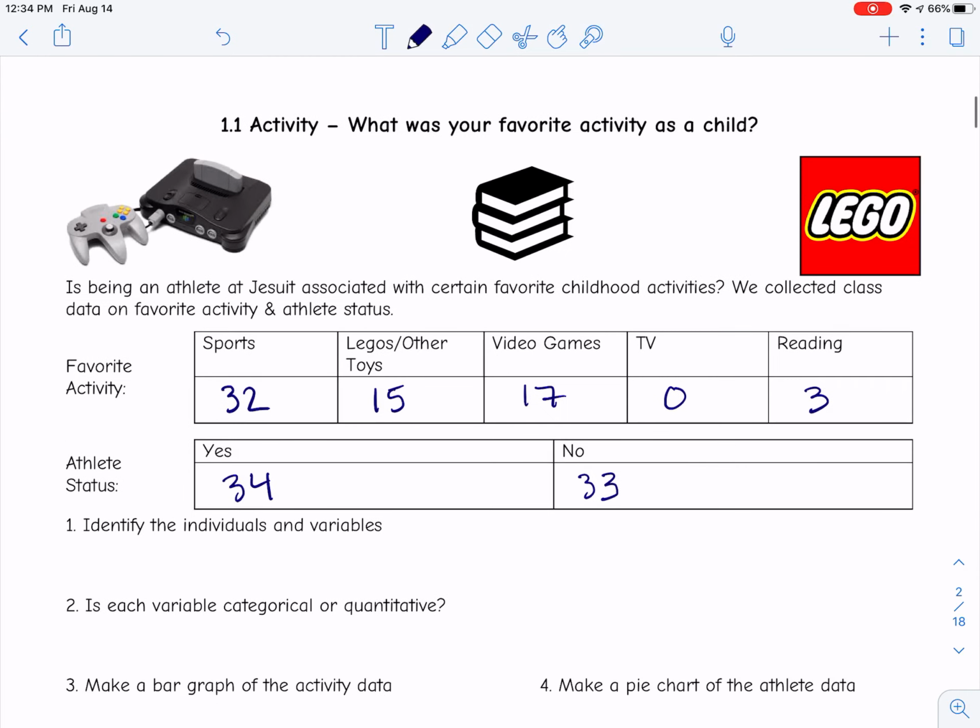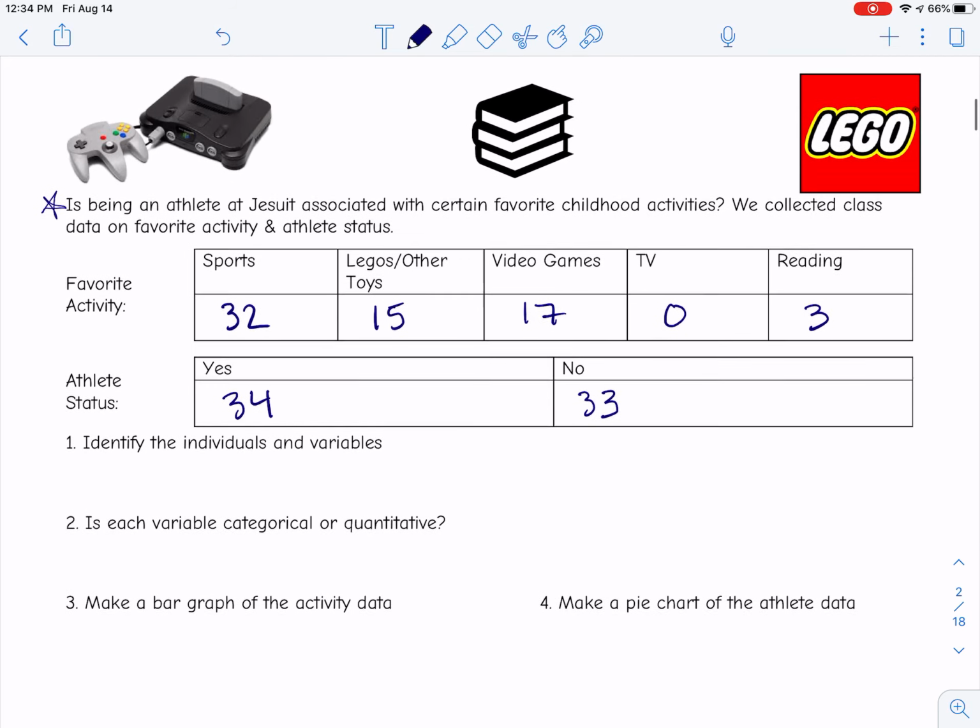So I've pre-filled some of the data from y'all's summer assignment. This is data from all sections of AP Statistics for the year 2020-2021. And before we get started, let's look at the key question we're asking. Is being an athlete at Jesuit associated with certain favorite childhood activities? Okay, so let's get started.